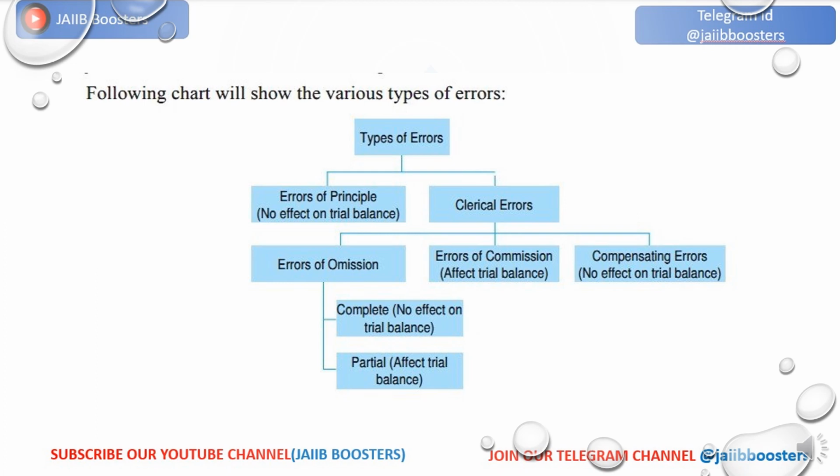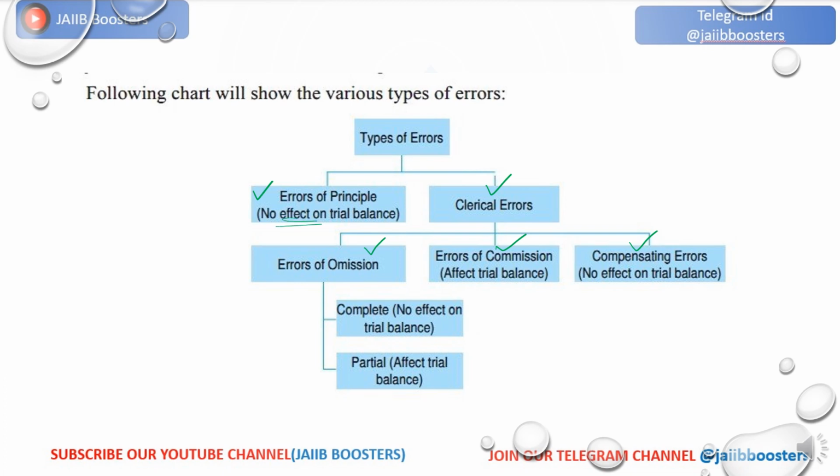Here, what are the types of errors? I have already discussed this previously, but here is a quick view. Clerical errors: there are errors of omission, errors of commission, and compensation errors. And another one is errors of principle. In errors of principle, there is no effect on the trial balance, so it doesn't show any effect on the trial balance.